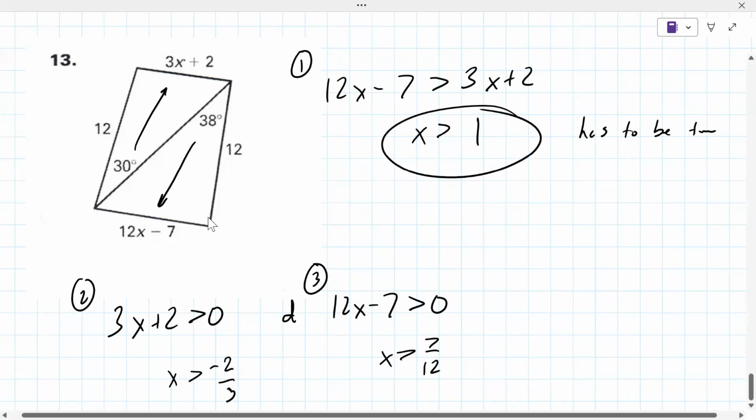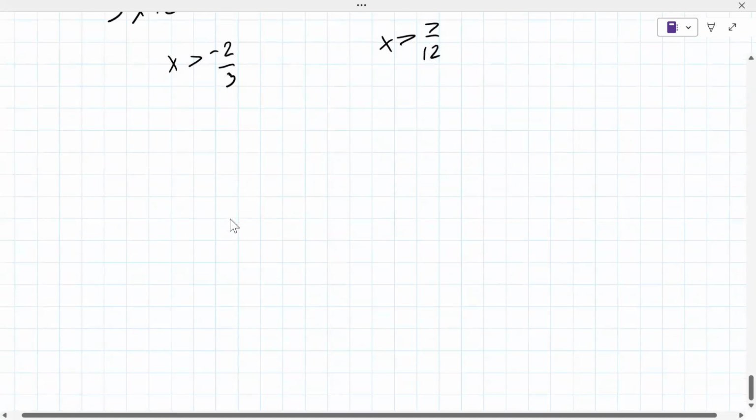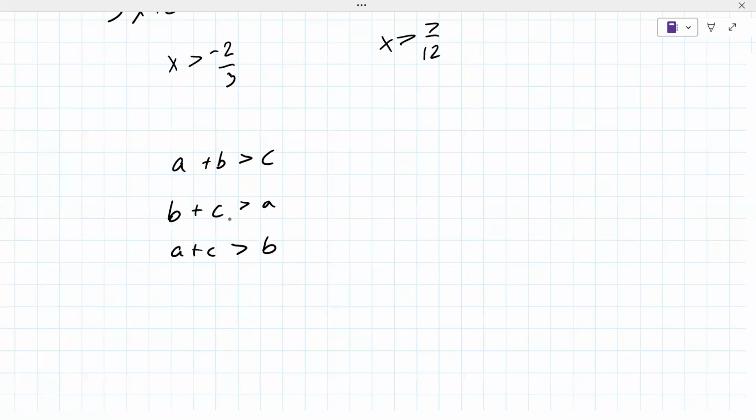That's fine. There's actually some other stuff going on here, which because we don't know the other side, we can't do. But you're going to learn that the two sides have to always be greater than the other side. But you can only do this if you know all three sides. So you've basically gone as far as you can go.